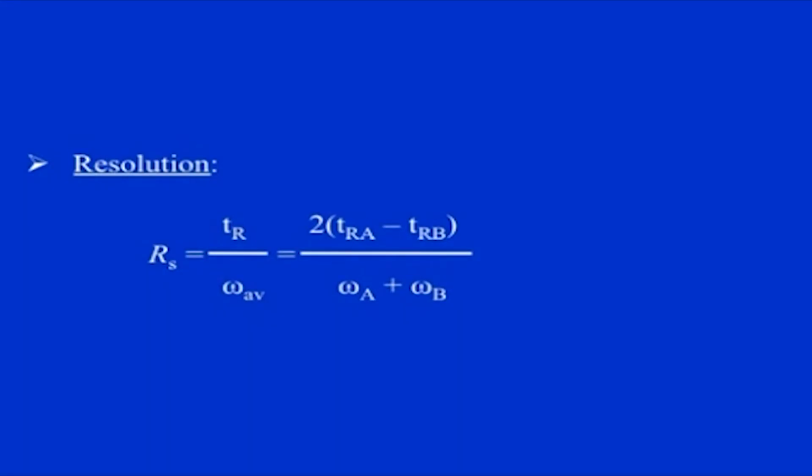So, resolution equals the difference in Tr divided by W, which is called the base width of the peak. If there are two peaks here, peak A and peak B, and these are the retention times for the two peaks, then it is the ratio of the difference in the retention time to the mean of their base widths, that is the base width of one peak and the width of another peak. So, that is the average we have taken here.